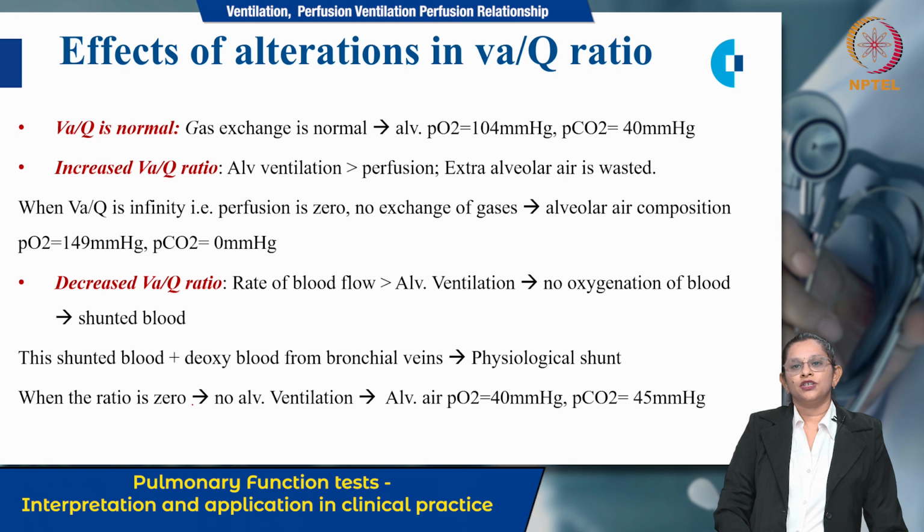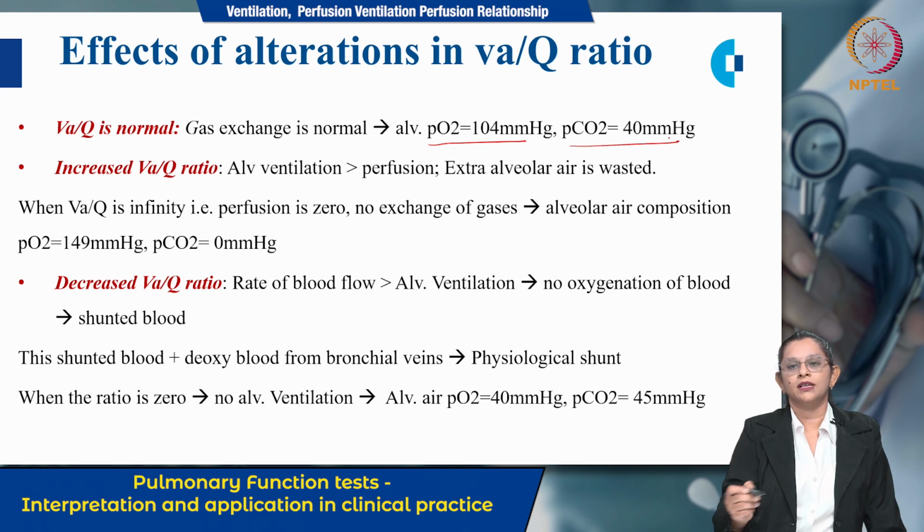What are the effects of alterations in the VA/Q ratio? When the VA/Q ratio is normal, that is when it is 0.84, everything is normal, gas exchange is also going to be normal, and the concentrations of oxygen and carbon dioxide are at normal levels. PO2 is 104, PCO2 is 40.